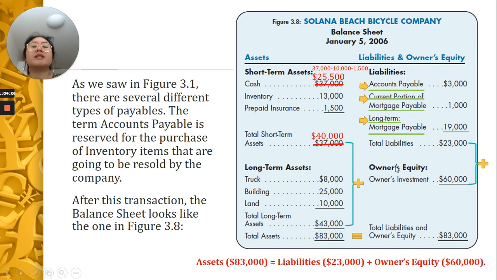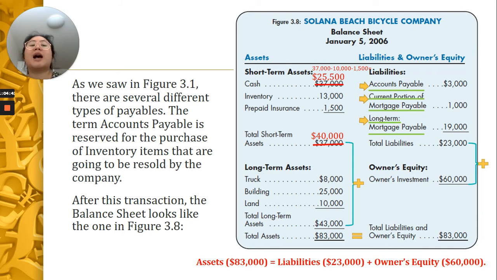But you still have the owner equity. Owner equity comes from two: owner investment and retained earnings. We don't have retained earnings because this is the first year, and today is only the 5th day. So maybe we don't have profit yet, so we don't have retained earnings, but we have the owner investment, which at first is 60,000 that Sam invested.